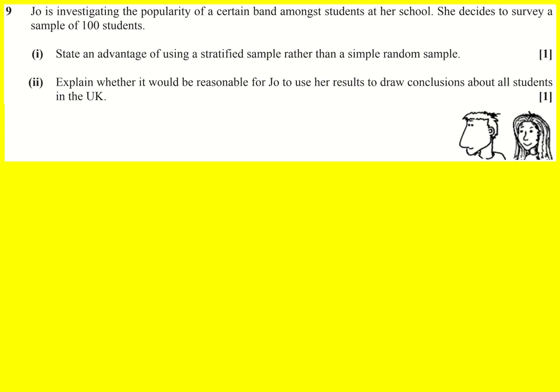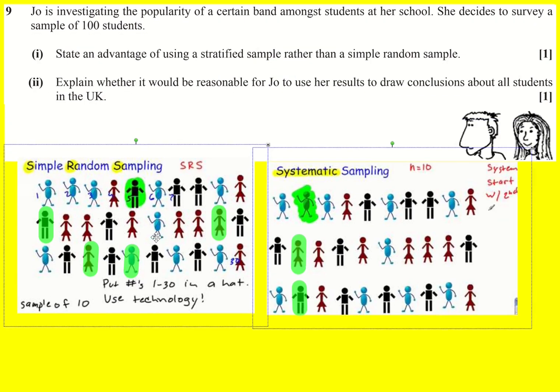Jo is investigating the popularity of a certain band amongst students at her school. She decides to survey a sample of 100 students. States an advantage of using a stratified sample rather than a simple random sample. Well, here's a reminder of what these two things are.